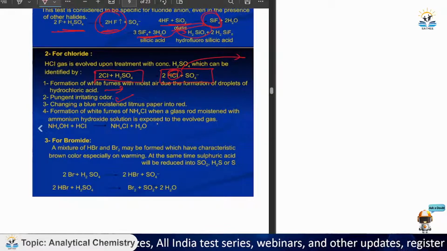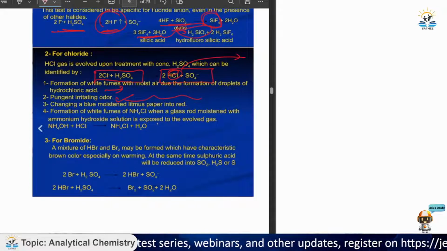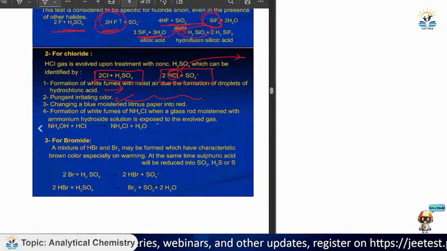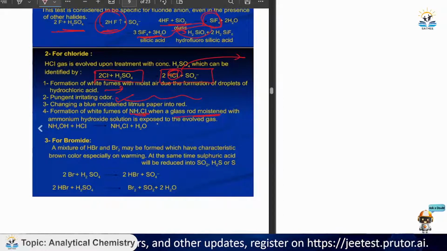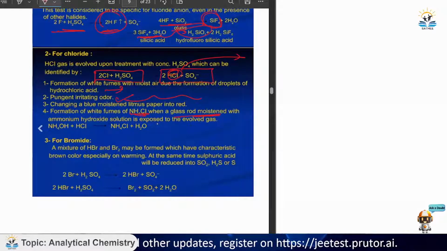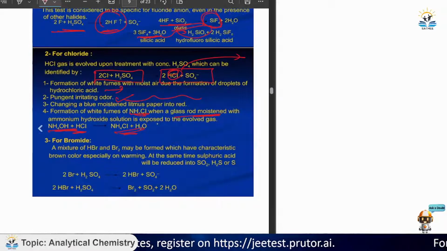Blue litmus paper also turns red. Formation of white fumes of NH4Cl when a glass rod moistened with ammonium hydroxide solution is brought near. So here the chemical reaction is NH4OH plus HCl giving NH4Cl plus H2O.